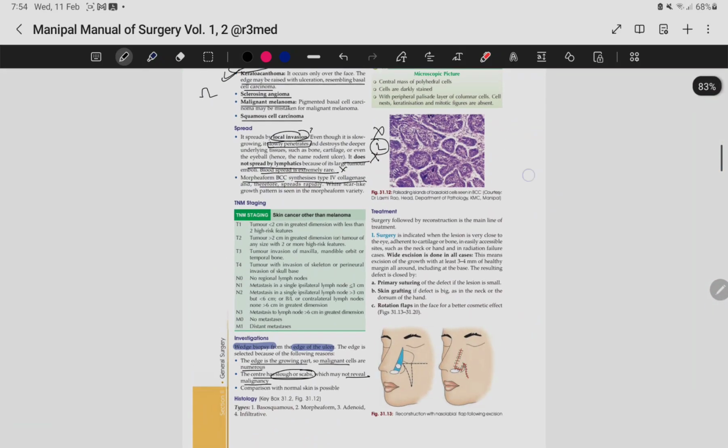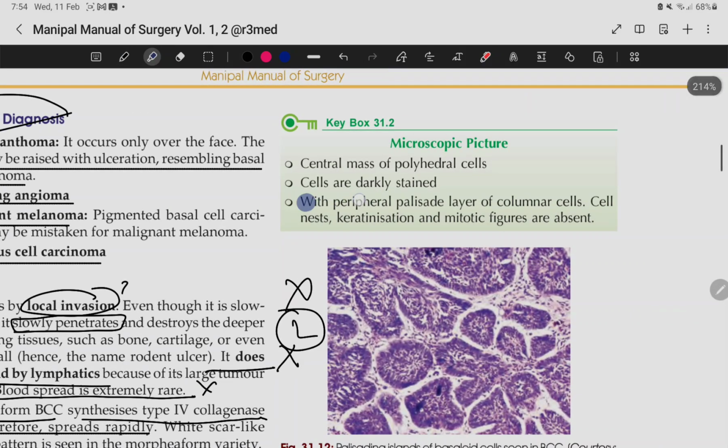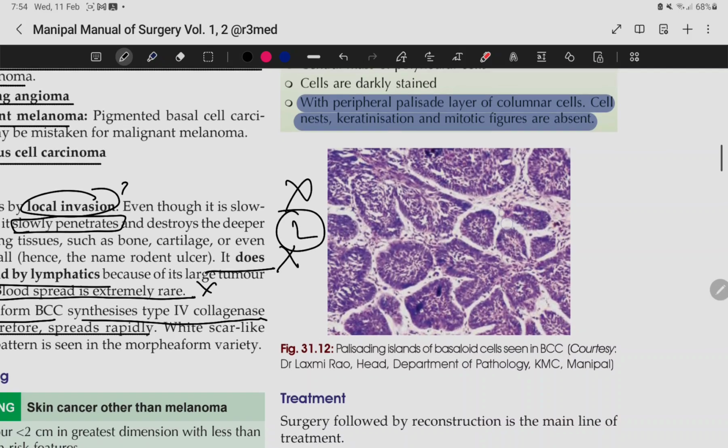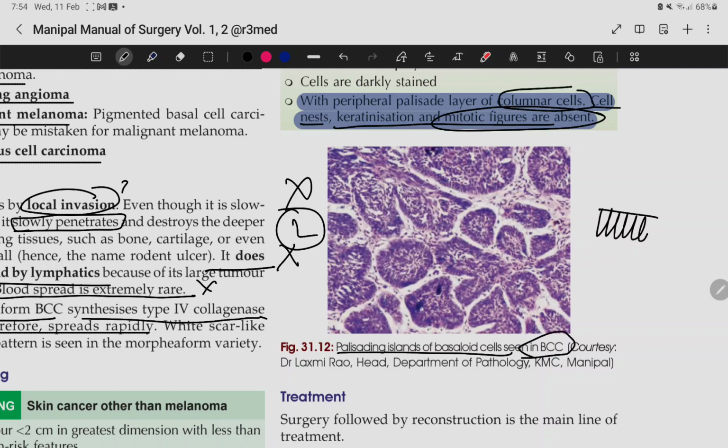Okay, so coming to the microscopic picture, it is very important from the MCQ point of view. Peripheral palisading of the columnar cells, with cell nests and keratinization, and mitotic figures absent. So we see that the cells are arranged parallel to each other. This is called peripheral palisading of which cells? Columnar cells. So basal cells are columnar cells.